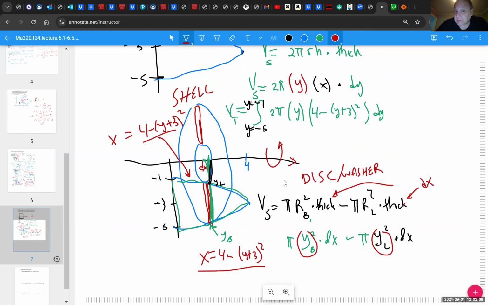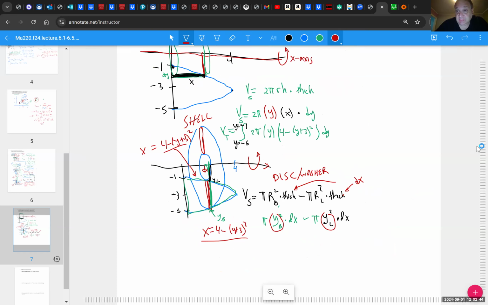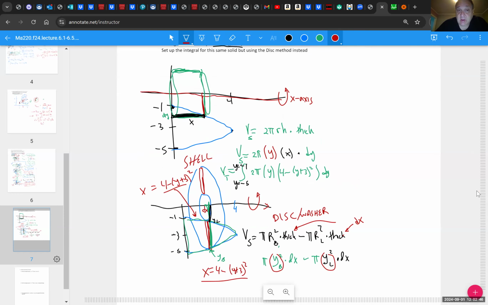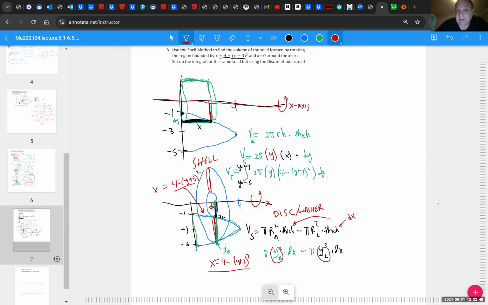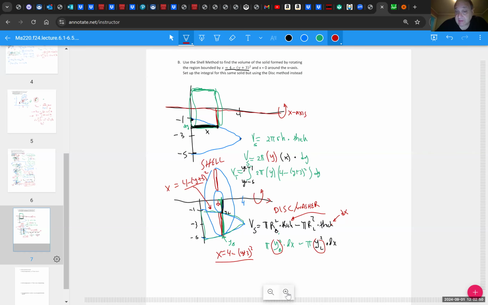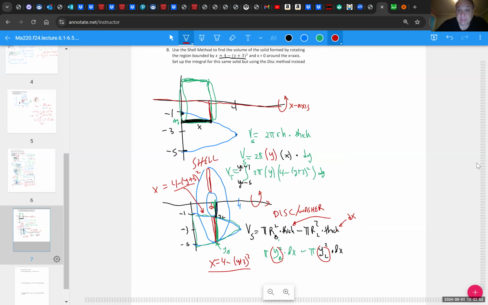I recommend for this particular problem use the shell, but for any particular problem, you want to kind of think about, can I just choose whatever because they're both going to work out fine? Or does one method work out substantially easier than the other method? Because that will be the case on some of your homework problems.